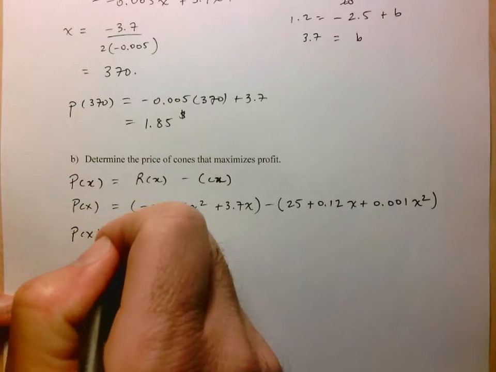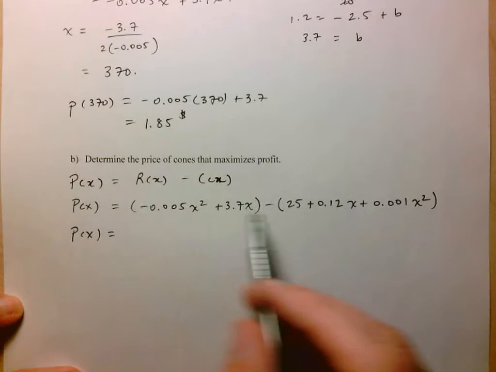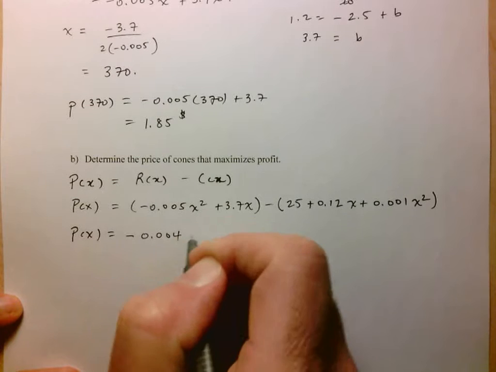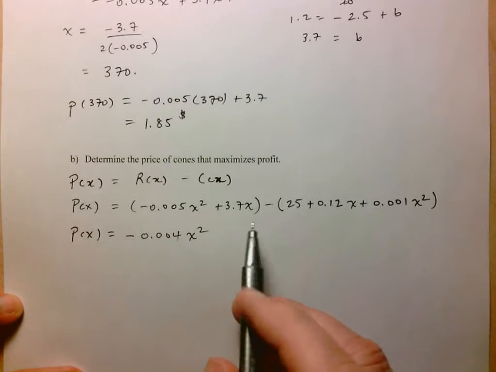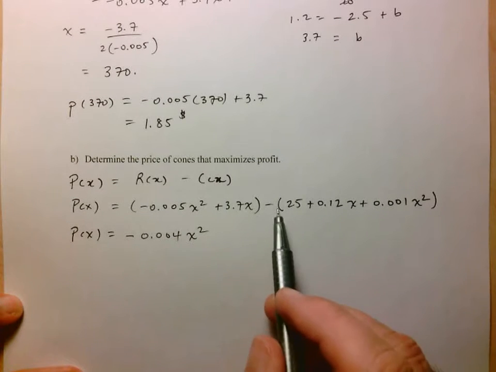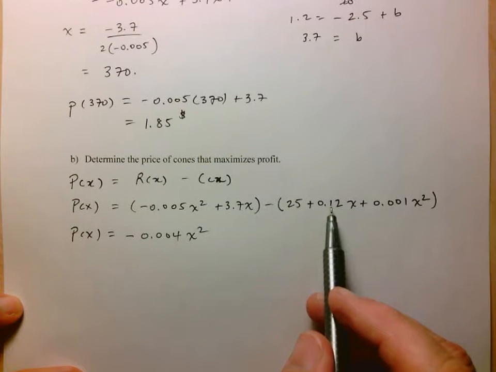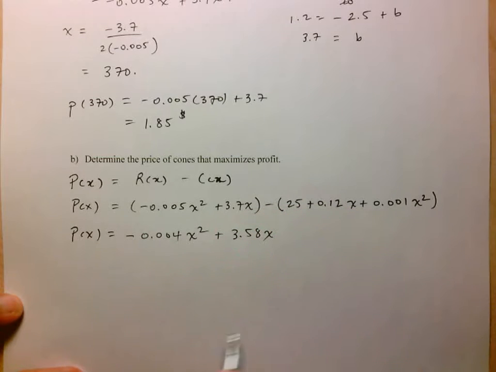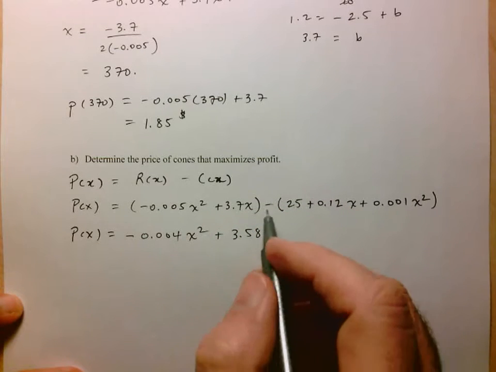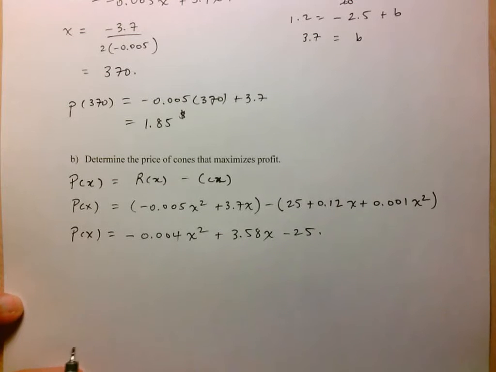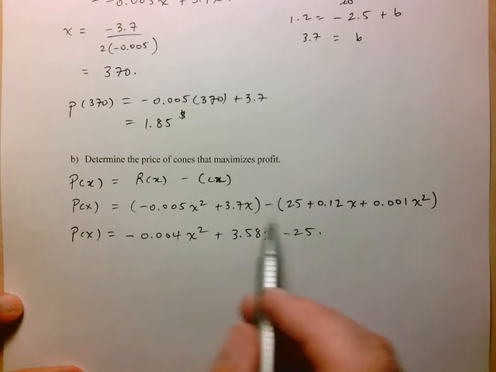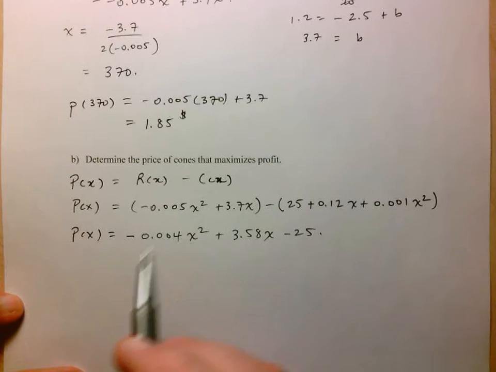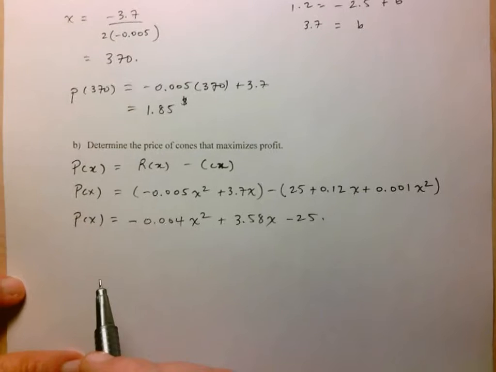So the profit is given by negative 0.005 plus 0.001, so that's negative 0.004x squared. Here we've got 3.7 minus 0.12, so that's 3.58x, and then just minus 25. We notice that the profit function is also a quadratic. It really looks like you could have solved this problem even back in grade 10, since everything ends up being quadratic.